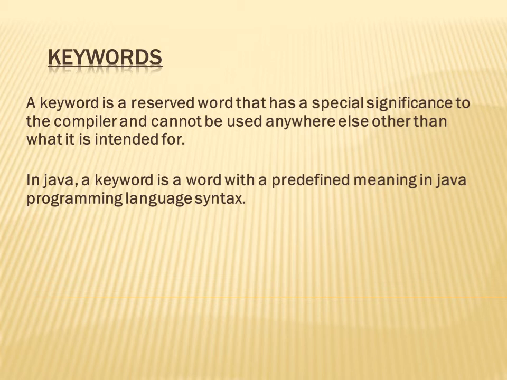So we cannot use these words as a variable name. These are keywords. These words can be used wherever it is needed. We cannot use these keywords as a class name or a variable name. In Java, a keyword is a word with a predefined meaning in Java programming language syntax.